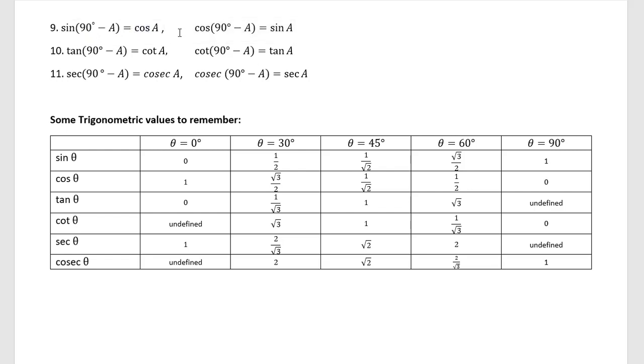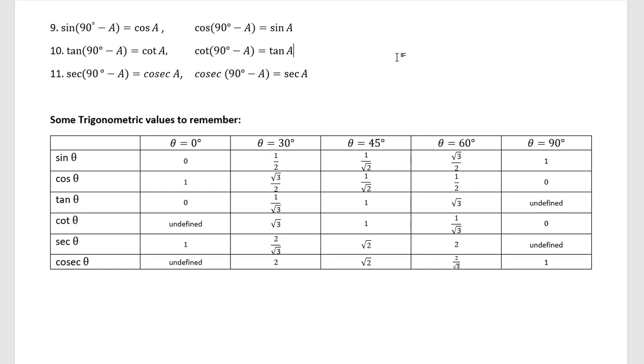Complementary angles means two angles whose sum is 90 degree. Like two complementary angles are 20 degree and 70 degree. 70 degree and 20 degree are complementary, because if you take the sum of 70 degree and 20 degree, it will become 90 degree. Therefore, 70 degree and 20 degree are complementary angles of each other, or mutually complementary.